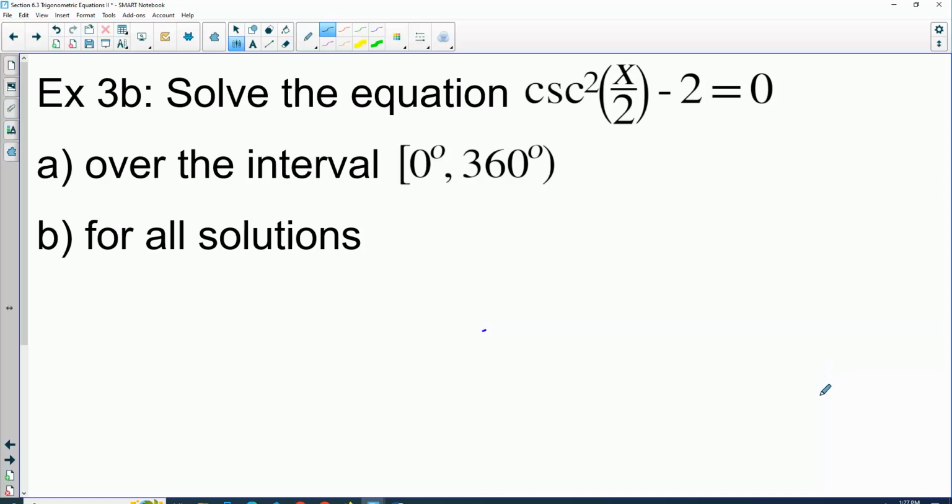So if I ask you to solve cosecant of x over 2 minus 2 equals 0. First thing we would do is add over the 2. Then to get rid of a square, we would have to add a square root, and with that plus or minus.